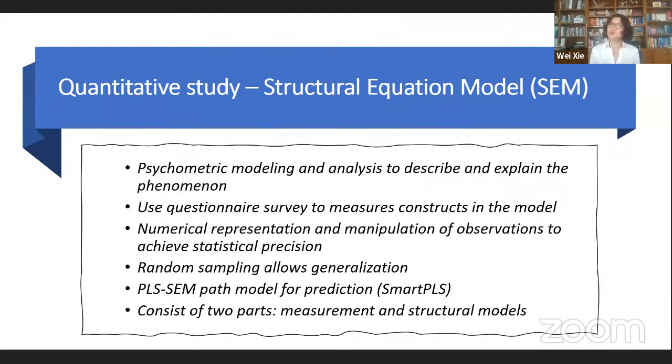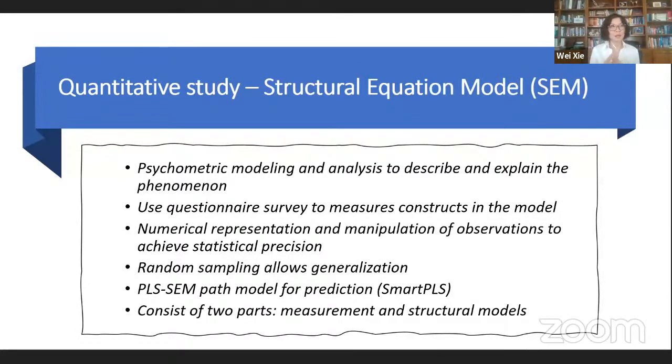The structural equation model is just like a regression model, so similar, okay, but it's used for psychometrics analysis, psychology studies, and sociology related analysis, okay. So it's called psychometrics modeling analysis to describe and explain human related behaviors. And they use a questionnaire. The questionnaire is a survey type to measure the constructs or the concepts in the models.